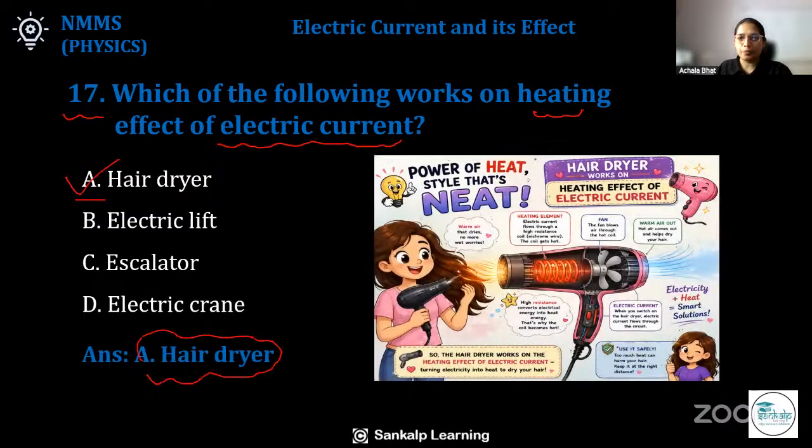Hair dryer. Heating effect of electric current. So the hair dryer works on the heating effect of electric current, turning electricity into heat to dry your hair. This is correct. B. Electric lift. Wrong. Escalator. Wrong. In both electric lift and escalator, electric energy is converted to mechanical energy. D. Electric crane. No. This electric crane works on magnetic effect of electric current, not heating effect of electric current. Therefore, the correct option is option A, hair dryer.